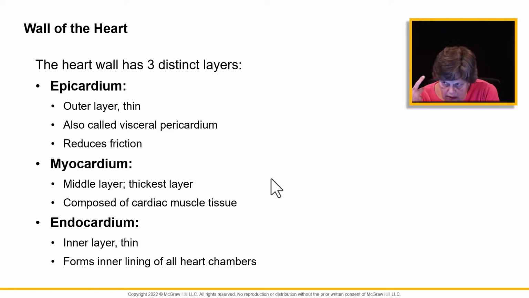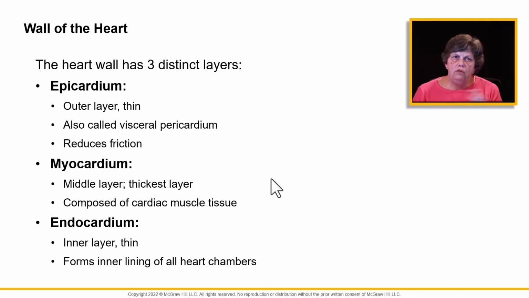Then you have the muscle layer, the myocardium. And this is fairly thick, okay? And this is made up of cardiac muscle. And then you have the endocardium, which is that inner layer. And it's thin. And it is so smooth because we don't want clots. We don't want anything to stick, the platelets to stick and form clots. So this forms the inner lining of all these chambers.